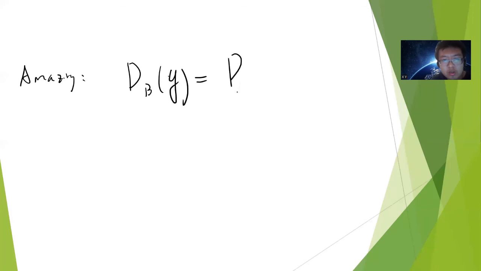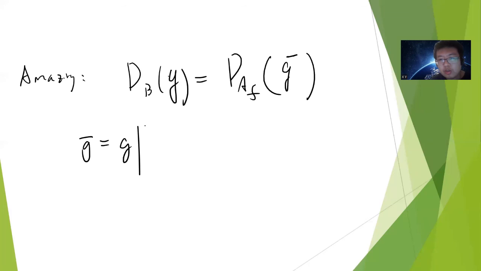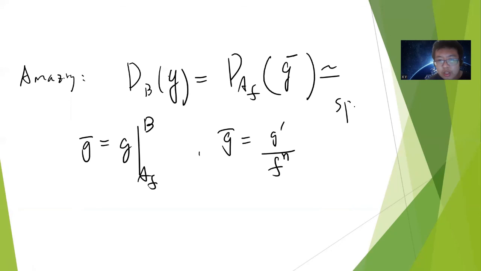Amazingly, we got D(B_g) equals D of g bar in Spec A_f, where g bar is g restricted from B to A_f. So that means I can write g bar as g prime divided by f to the n. So these are the Spec of A_f restricted to g bar.